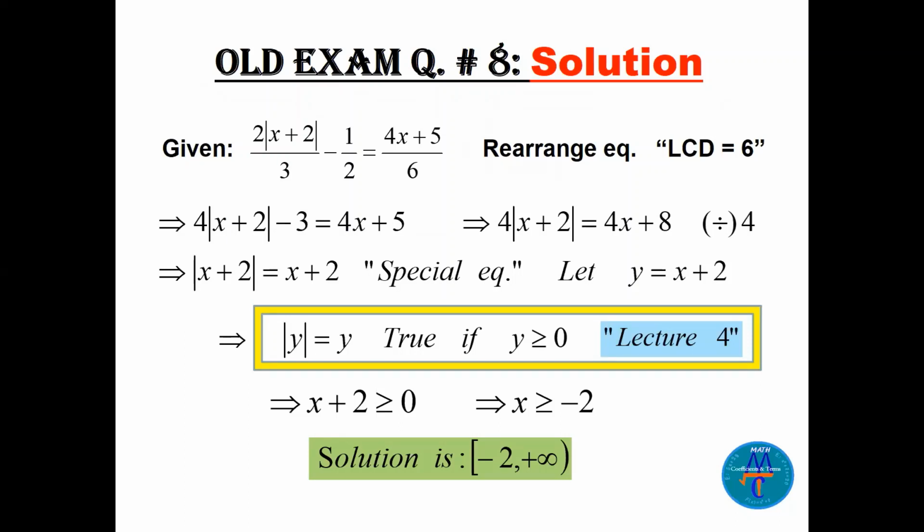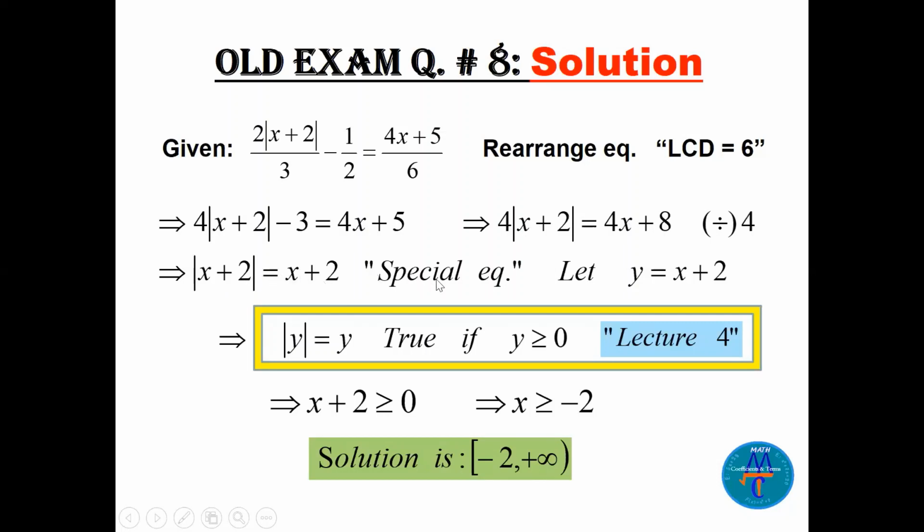All right, let's see. Let's rearrange it first, please. The LCD is 6. Multiply by 6 here. 6 divided by 3, 2. So this is 4. 6 divided by 2, 3. 6 divided by 6, so 4x plus 5. Just multiply by 6. Now take 3 on the other side, becomes 8 here. Divide by 4. So what do we get here? Absolute value x plus 2 is equal to x plus 2.